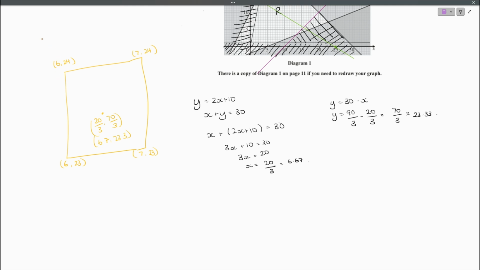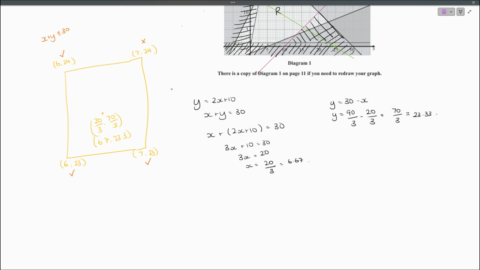And x plus y is less than or equal to 30 is true for (6, 24). They add up to 30. It's true for (6, 23). They add up to 29. And it's true for (7, 23). They add up to 30. But (7, 24) adds up to 31. So we're going to eliminate that vertex. It's unfortunately not possible.